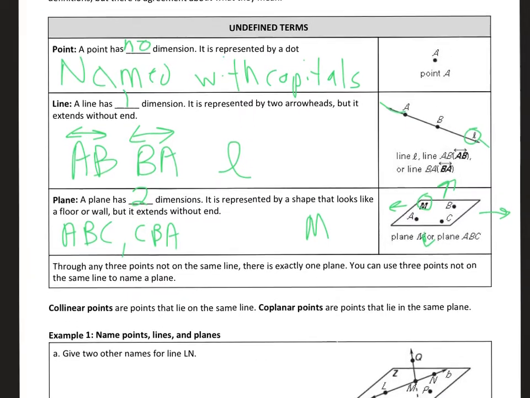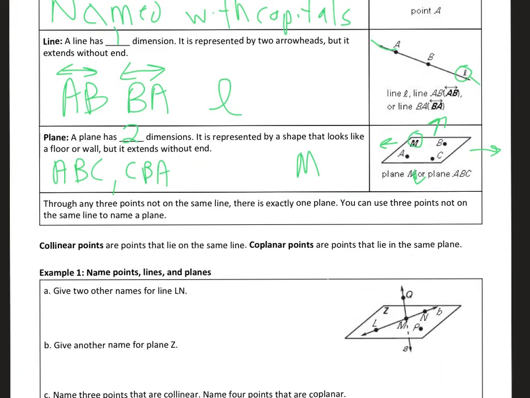So planes are a little more complex. When we define a plane, it's got to be through any 3 points that don't all lie on the same line. That's how we form a plane. So any 3 points that aren't on the same line.